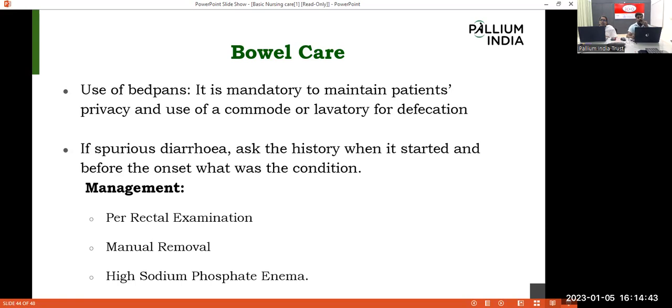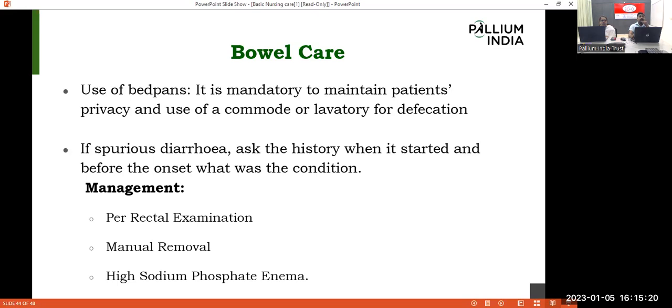During our bowel assessment, some patients will tell us about constipation, and some will tell us about loose stool. If the patient tells us loose stool, we need to assess. Maybe it's spurious diarrhea. Spurious diarrhea means a single or multiple episodes of loose stool after a long-term history of constipation. Due to the constipation, hard, impacted stool is there, and only the fluid content oozes out through the bowel. That is what they feel like loose stool. So we need to address that.